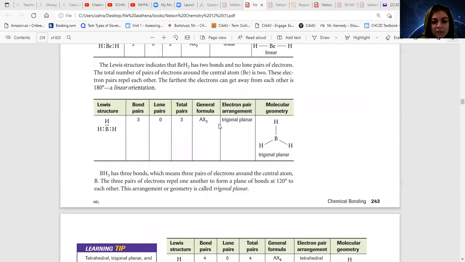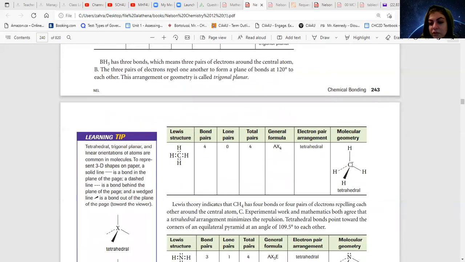So here is AX3. Okay. BH3, B has 3 valence electrons. You just put it there. H has 1 valence electron, of course, 3. Since there is no lone pair of electrons here, these bonds will be as far away as possible from each other. We call it trigonal planar because they are in a plane. The plane can pass through all these 3 bonds. So total pairs is 3. As you see the electrons here, there are 3 of them. Lone pairs we don't have on the central atom, and bond pairs are just 3 bond pairs.